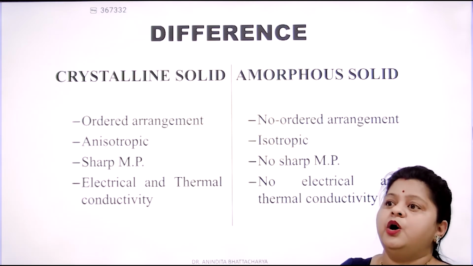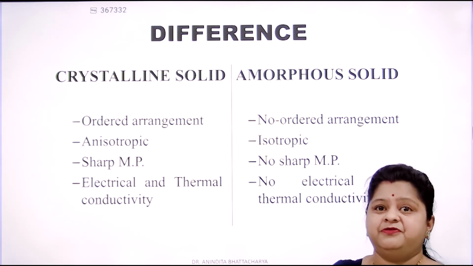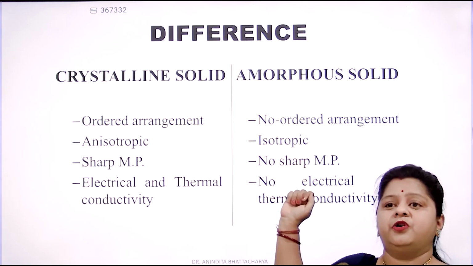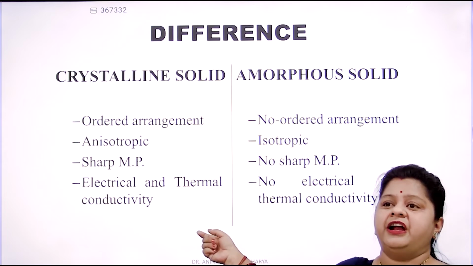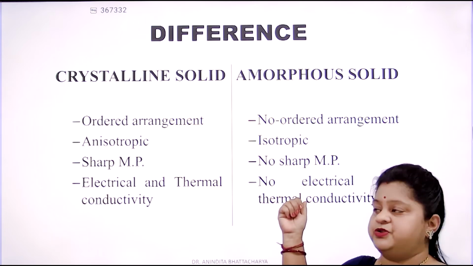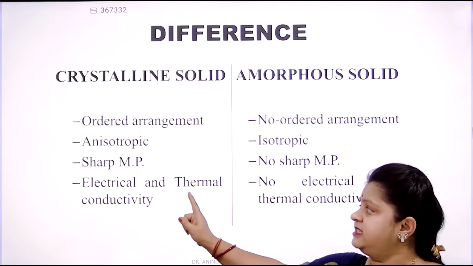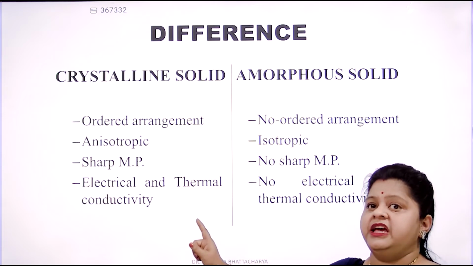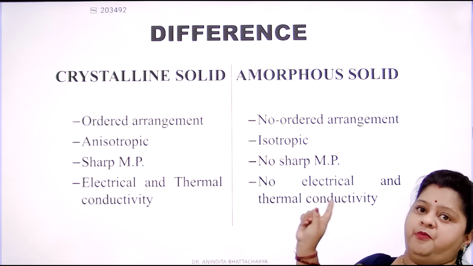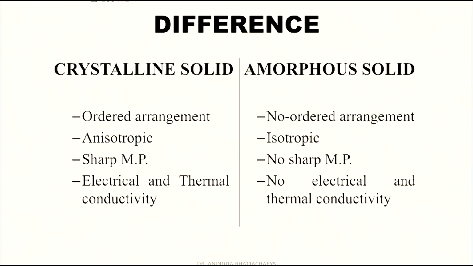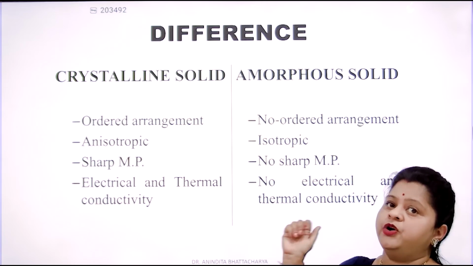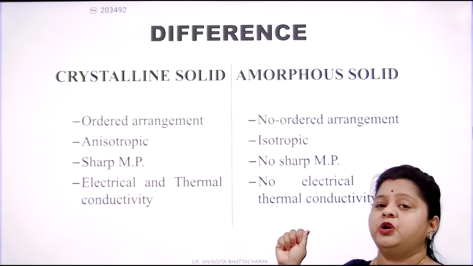To sum up, we can say the difference between them. Crystalline is ordered arrangement, amorphous is not an orderly arrangement. Crystalline solids are anisotropic, amorphous are isotropic. Crystalline solids have a sharp melting point, whereas amorphous do not have any sharp melting point. Since they are in an orderly fashion, crystalline solids are both electrical and thermal conductors, whereas amorphous solids are not good conductors. They do not conduct electricity or heat, so they are non-conductors.